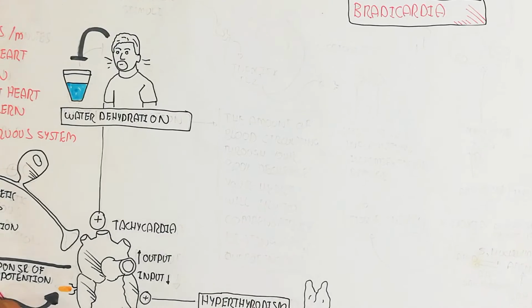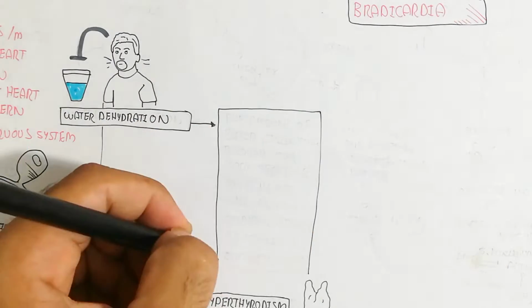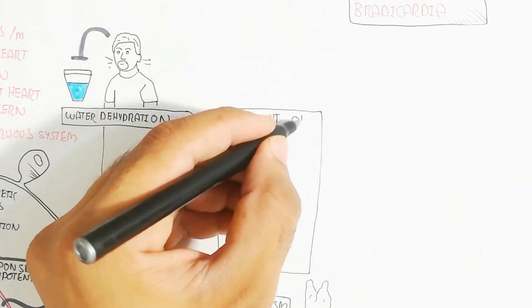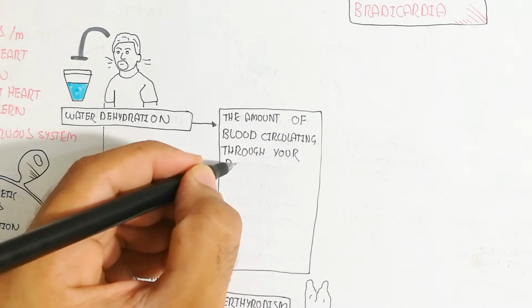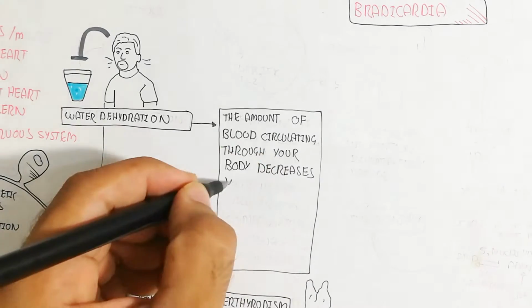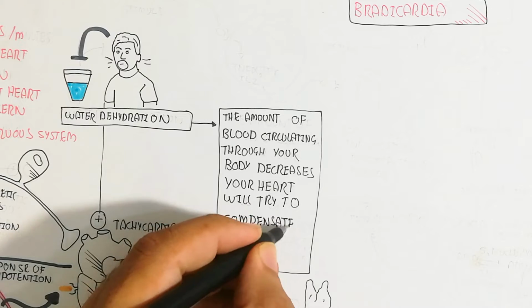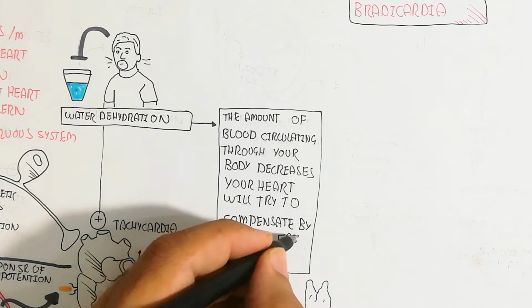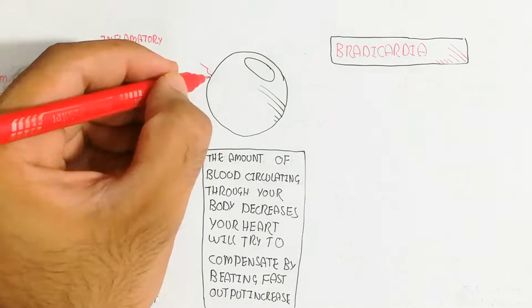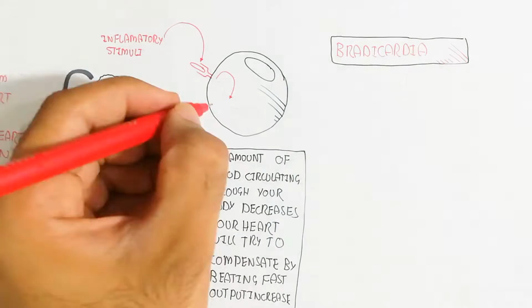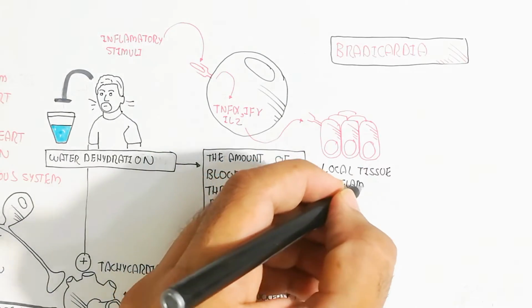While here is the dehydration of water: the amount of blood circulating through your body decreases, and your heart will try to compensate because the volume will be decreased, and the blood vessels will constrict, by beating fast, with output increased due to the constriction of the blood vessels. But initially the bradycardia will occur when dehydrated. That is why there is low blood pressure, but it drastically increases due to sympathetic nervous system innervation.